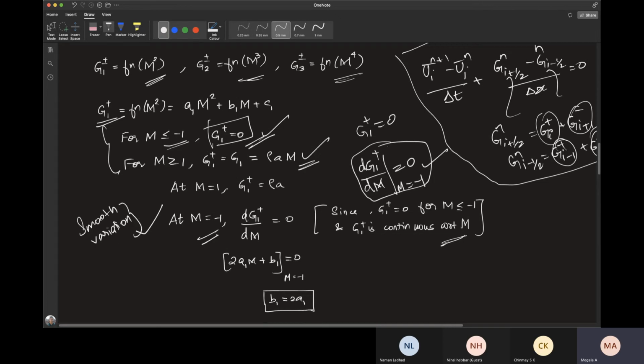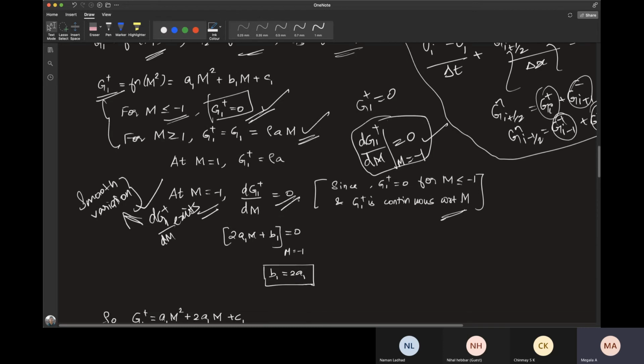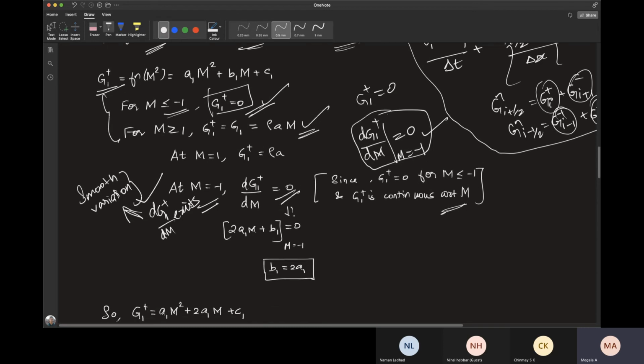So here, this assumption that dG1 plus by dm exists gives us smooth variation. But the value equals 0 comes from here only. G1 plus is 0 for all m less than or equal to -1, and dG1 plus by dm is 0 everywhere for all m less than or equal to -1. So that gives us the equal to 0 condition.